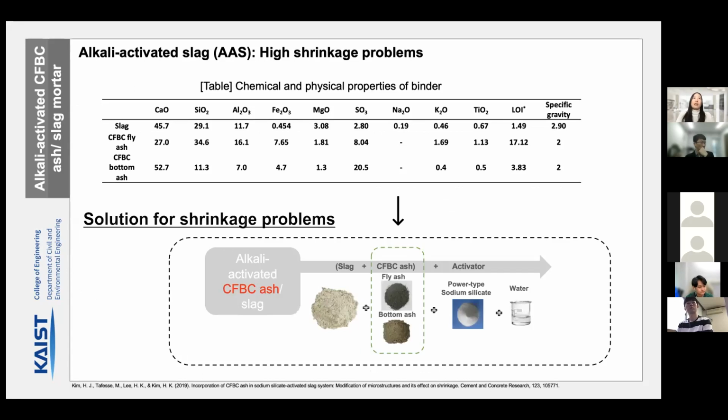However, alkali activated slag has a weakness, so CFBC ash replaced the alkali activated slag to improve this weakness, because CFBC ash contains high amounts of CaO, which acts as an expensive additive. In this study, not only fly ash, but also bottom ash was used. Many studies about recycling coal combustion residue focused on fly ash, not bottom ash, due to its rough texture, various sizes, and high porosity.